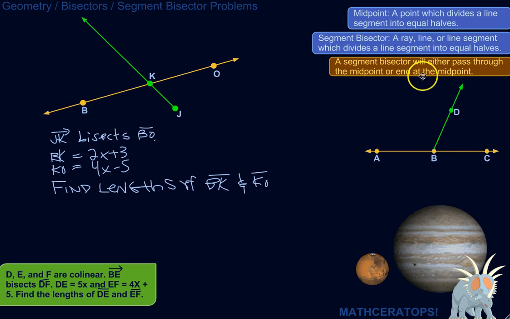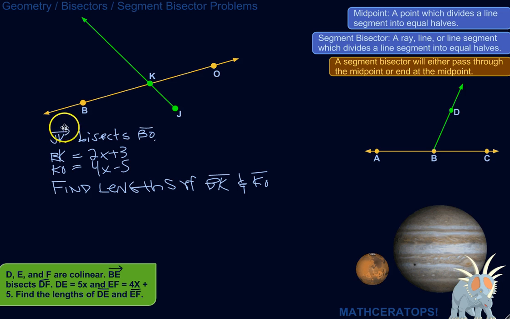So it's bisecting AC, which means that AB has the same length or is congruent with BC. So you can use those basic ideas to set up some problems and solve for some unknowns. So, for example, let's look at this little situation.